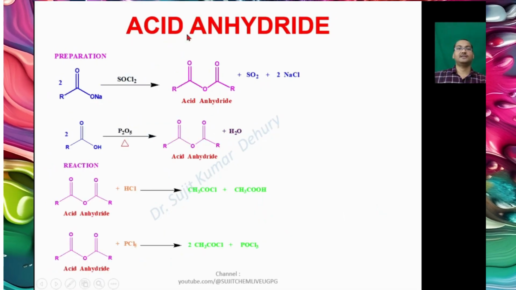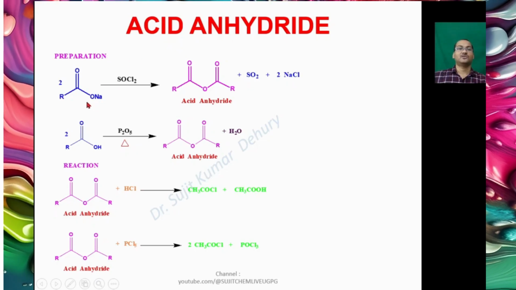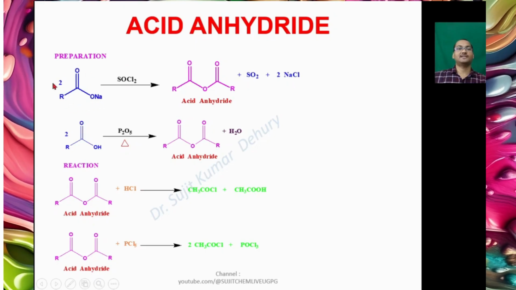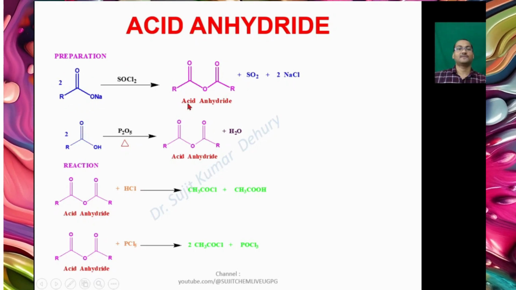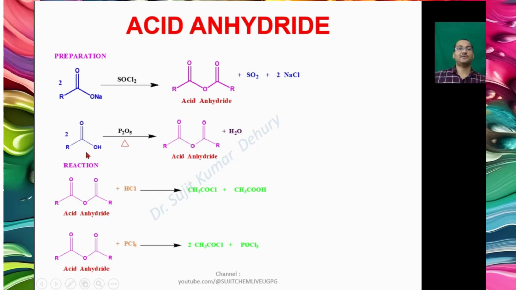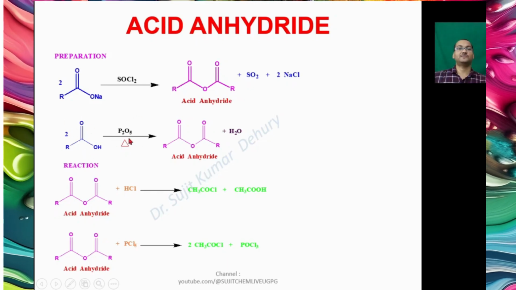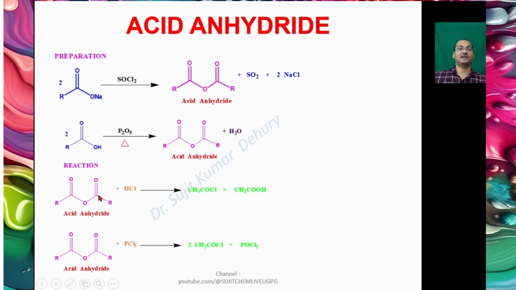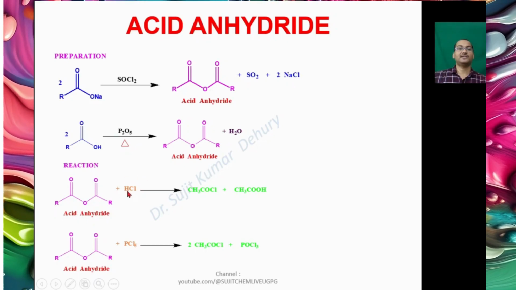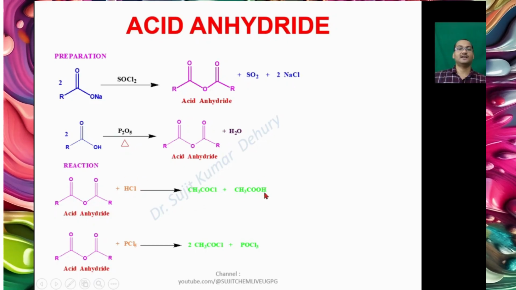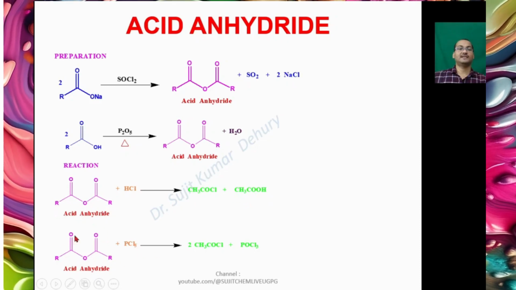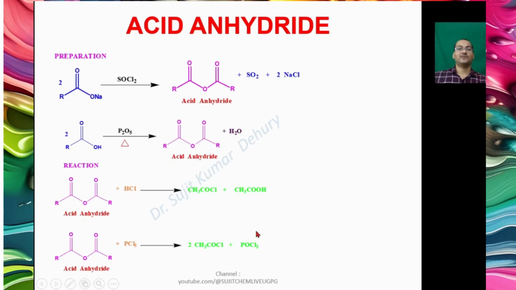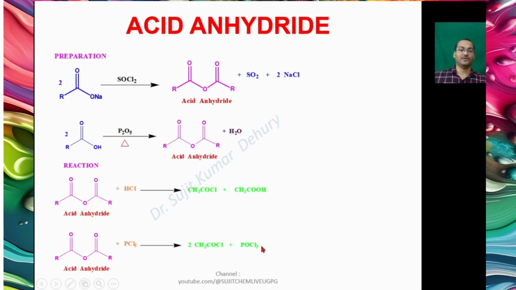Now next is acid anhydride preparation. If you react thionyl chloride with sodium salt of a carboxylic acid, 2 equivalent, you get acid anhydride. Similarly, if you take 2 equivalent of carboxylic acid and heat it with phosphorus pentoxide, you get acid anhydride. Then reactions of acid anhydride. Acid anhydride can react with HCl, giving rise to acetyl chloride and acetic acid. Similarly, acid anhydride can react with PCl5, giving rise to acetyl chloride and phosphorus oxychloride, POCl3.